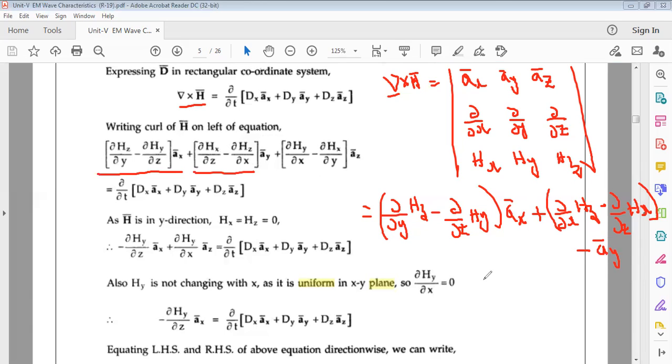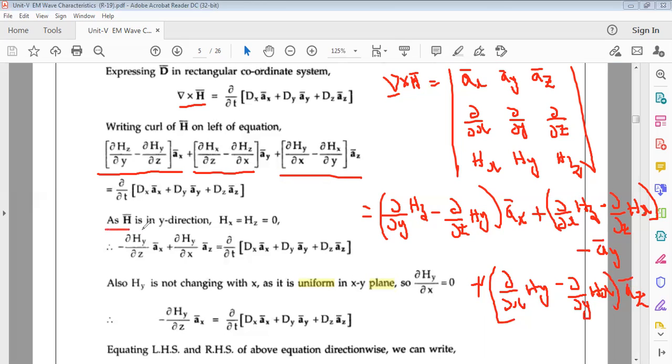Okay, multiply the minus for the second term, and the last term az bar. Take these four: dou by dou x of Hy minus dou by dou y into Hx, all multiplied with az bar. So dou Hy by dou x minus dou Hx by dou y into az bar. The third term we got, and this is equal to dou by dou t of Dx ax bar plus Dy ay bar plus Dz az bar.